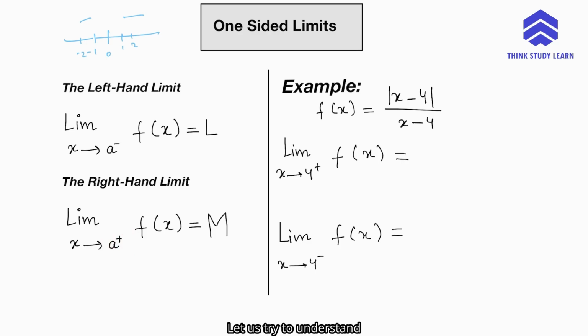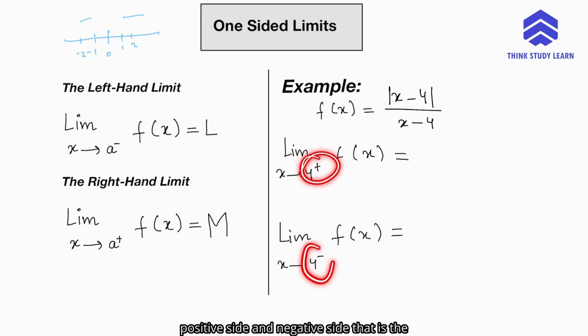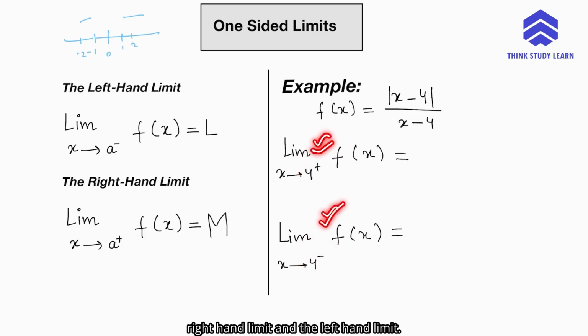So let us try to understand it with the help of an example. We have an example that says f(x) is equal to absolute value of x minus 4 over x minus 4, and we have x approaching 4 from the positive side and the negative side, that is the right-hand limit and the left-hand limit.